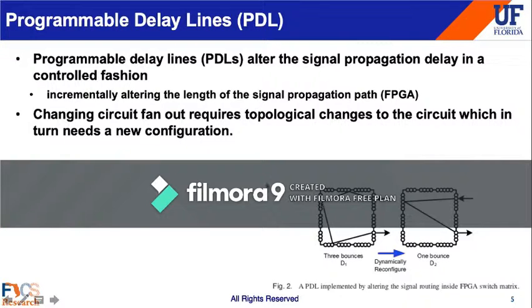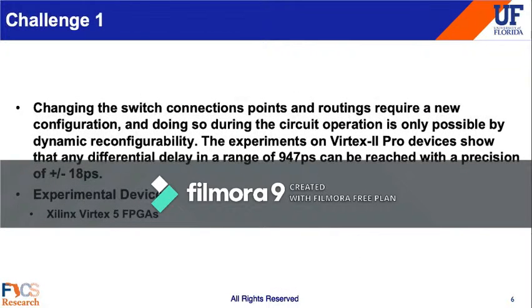However, changing the circuit layout requires topological changes to the circuit, which in turn needs new configurations. So that's what leads us to our first challenge. Changing the switch connection points and routings requires new configurations, and doing so during circuit operation is only possible by dynamic reconfigurability. The experiments on a Virtex-2 Pro device show that any differential delays in a range of 947 picoseconds can be reached with a precision of plus or minus 18 picoseconds, which is pretty big.